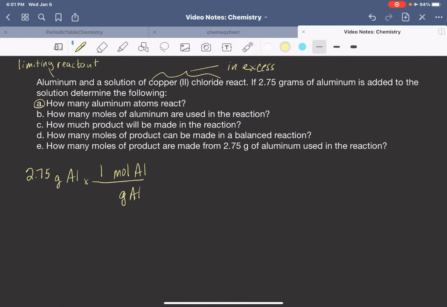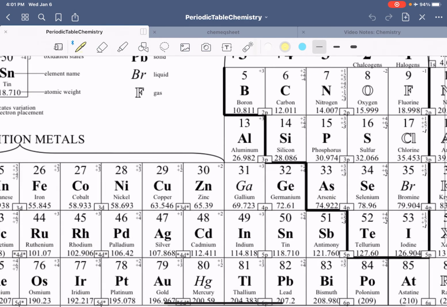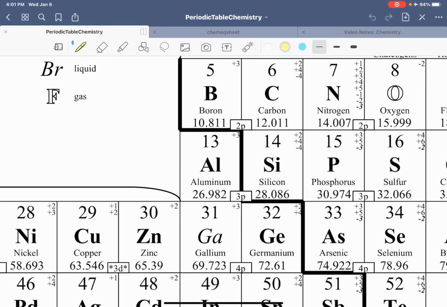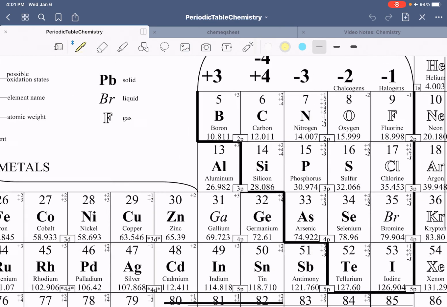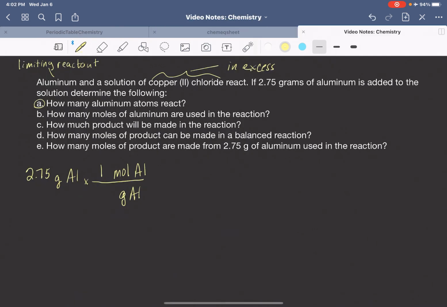Well, let's go back to our periodic table, okay? And we find aluminum on the periodic table, and there it is, 26.982. We're going to use that 26.98. All right, and now we've gone from grams to moles, so notice that unit, it's crossed out. Now we need to convert moles, so you bring down the mole unit.